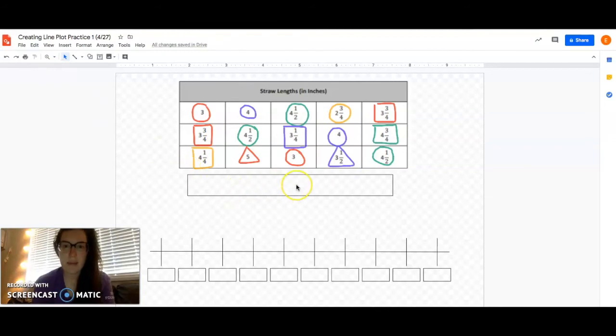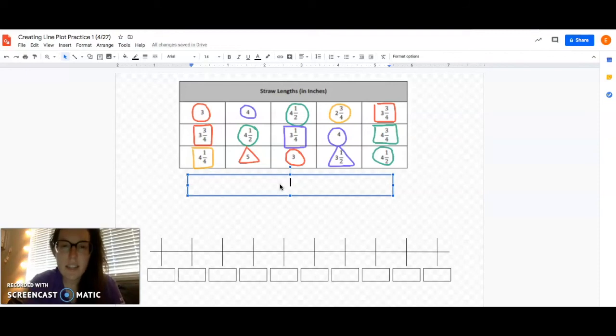Now it's time to add my title. So it looks like I am finding the lengths of straws and I'm doing it in inches. I'm just going to borrow the information from the title of this chart.